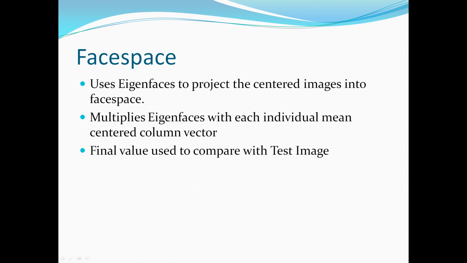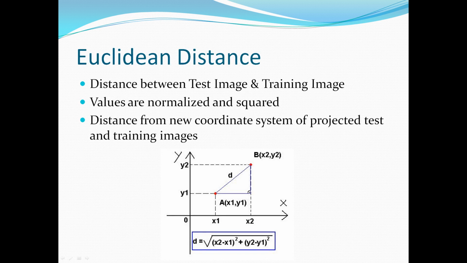At this point, the algorithm introduces the test image from the GUI. This image is also converted into a single column vector, and the average face is subtracted from it as well. This makes the test image also mean-centered. It is then similarly projected into phase space by multiplying it by the eigenfaces.